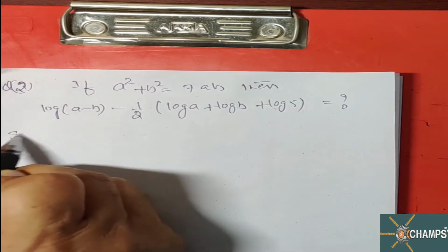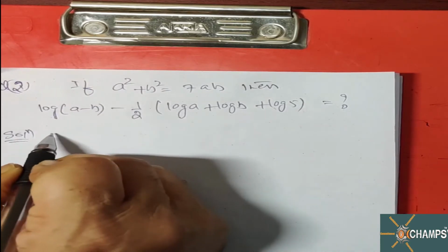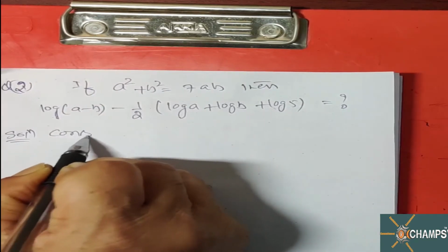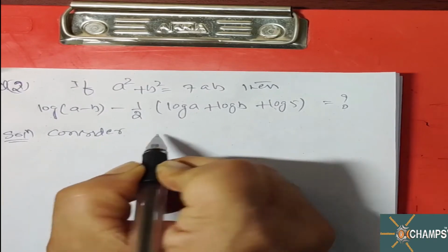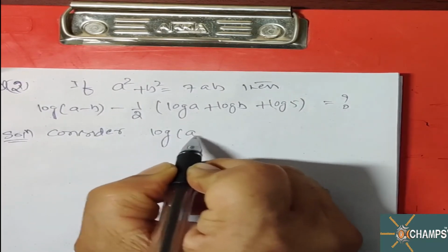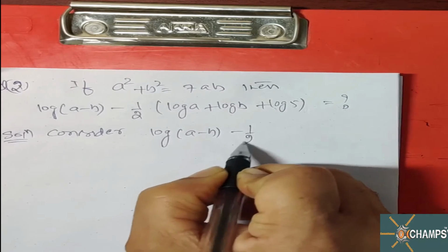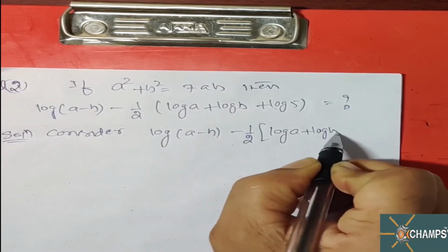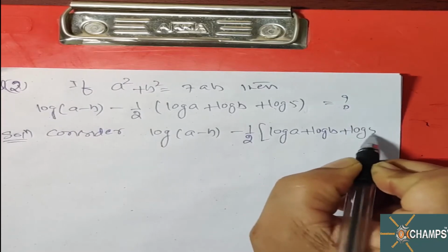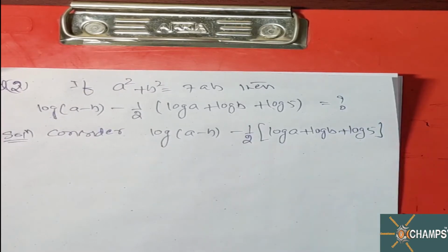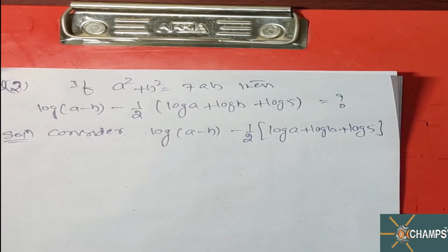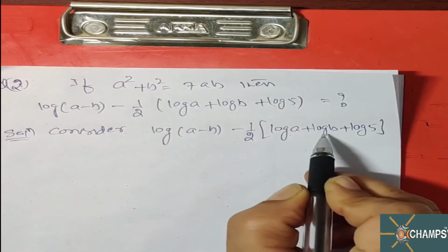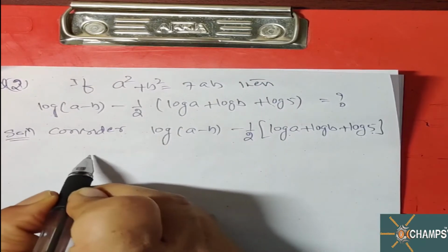See the solution, sir. Consider log of a minus b minus 1 by 2 into log a plus log b plus log 5. This is of the type log a plus log b plus log c.